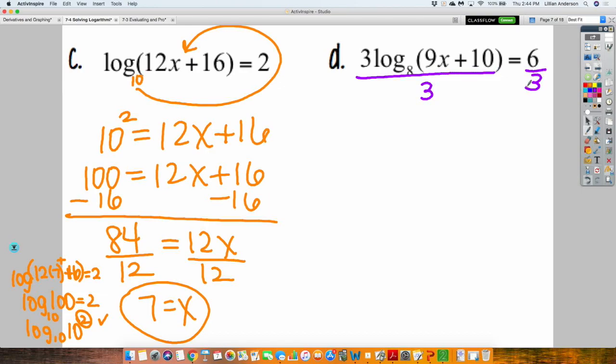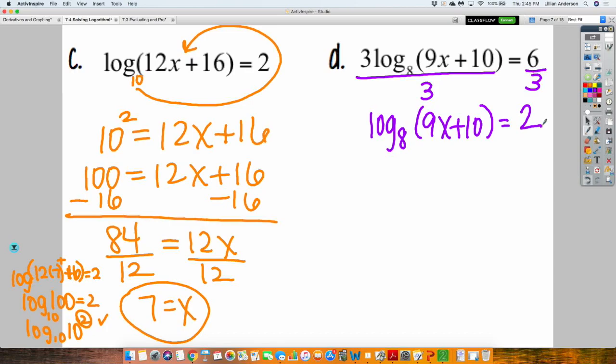Dividing by 3 makes this problem a lot easier than trying to bring it up as an exponent and then rewriting it, because now I've got a cube, and then we have to deal with that. So if I divide by 3, this gives me log base 8 of 9x plus 10 equals 2. The 9x plus 10 is attached to the log, so technically you're taking the log of whatever that number is once you plug it in. So the 3 only applies to the outside.